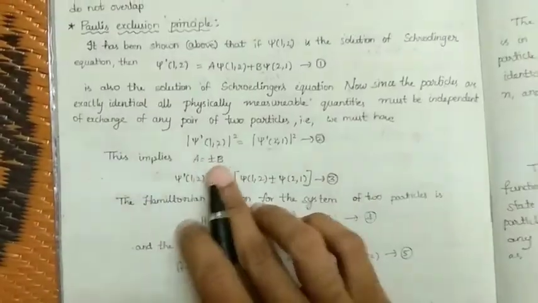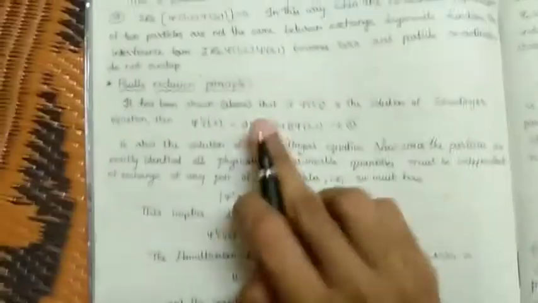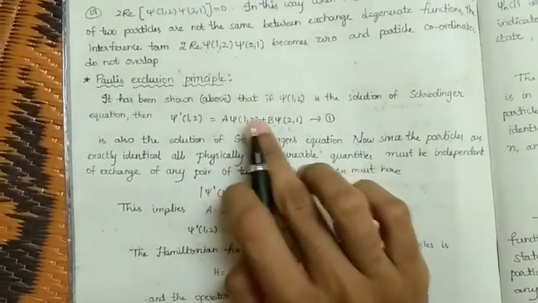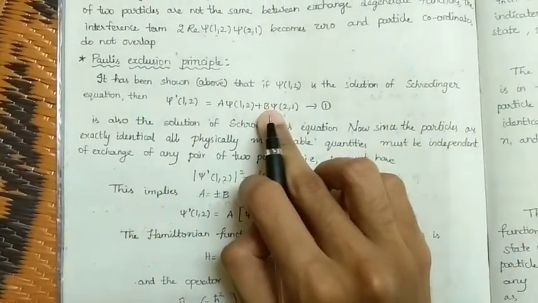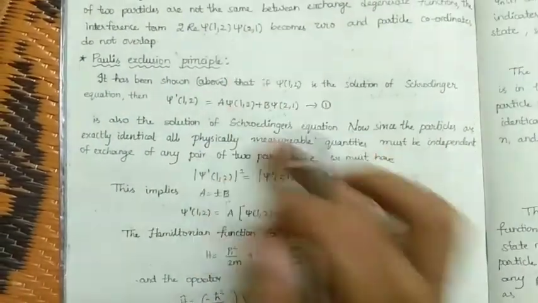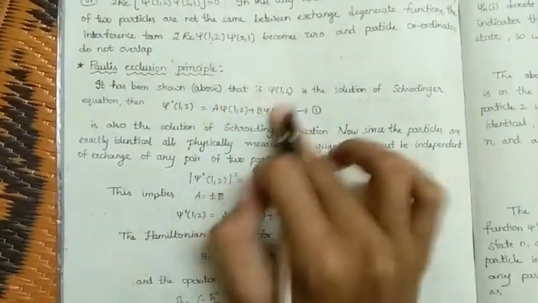This implies that a is equal to plus or minus b. This case is possible only when a is equal to plus or minus b, or else b is equal to plus or minus a. So in the place of b if we place plus or minus a, this condition would be satisfied only when a is also plus or minus b.